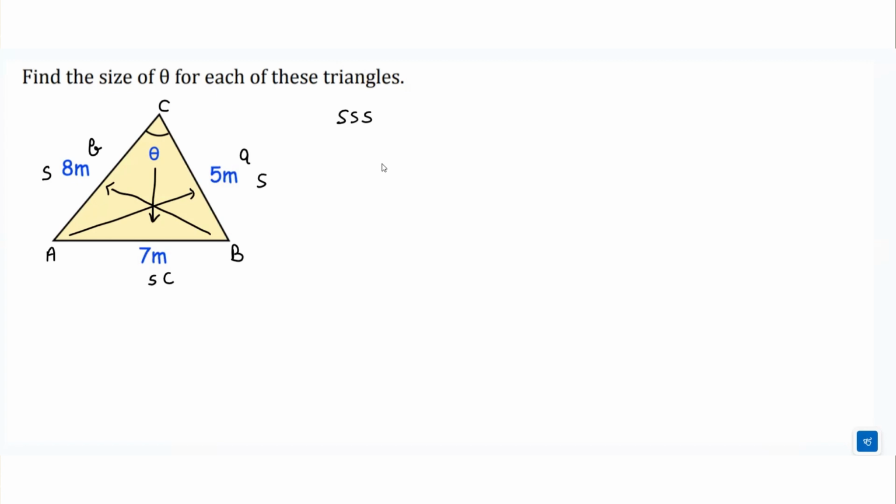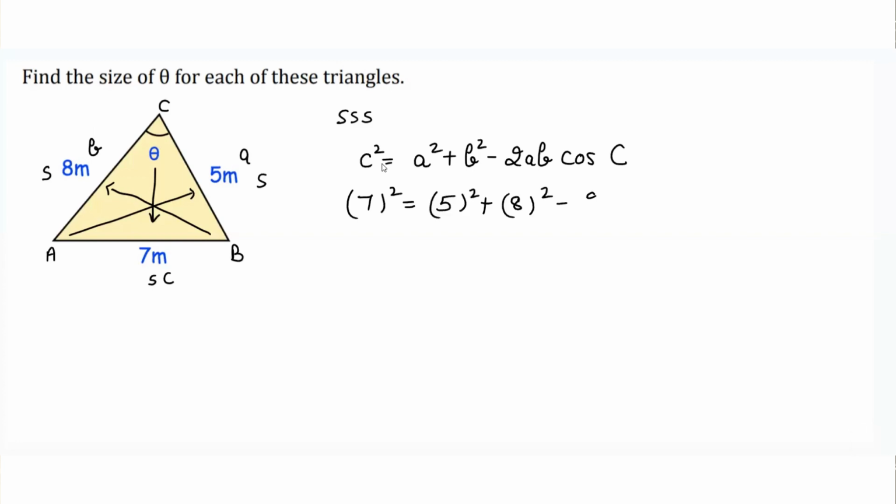So here I will use C square is equal to A square plus B square minus 2AB cos C. Now I will put the values here, whatever the values are given. So in place of C, 7 square is equal to, in place of A, 5 square plus in place of B, 8 square minus 2 into 5 into 8 into cos theta. So 49 is equal to 25 plus 64 minus 80 cos theta.